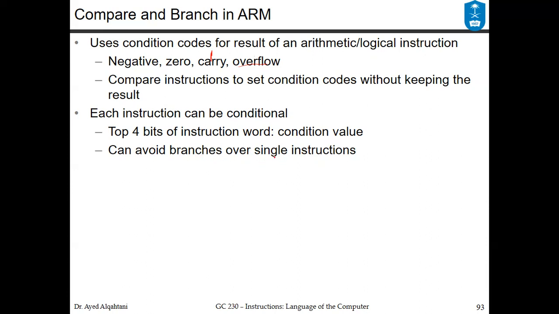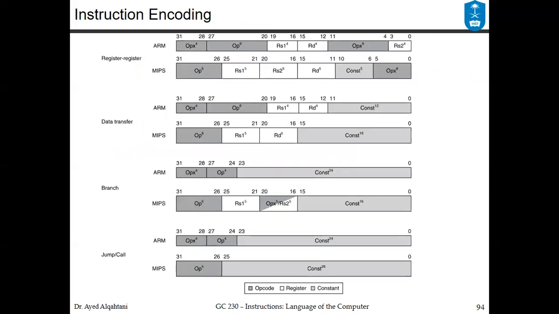So you compare instruction to set condition codes without keeping the result. Each instruction can be conditional. The top 4 bits of the instruction word have the condition value, and you can avoid the branches over single instructions this way. And you can see there is so many details in the ARM that we didn't talk about when we have the discussion in MIPS. Anyway, it's good to know that these are the instructions for the ARM. We compare the ARM with the MIPS for the R type, for the I type, and for the branch and the jump. You can see that all the instructions are 32-bit. You see the similarity between the MIPS.